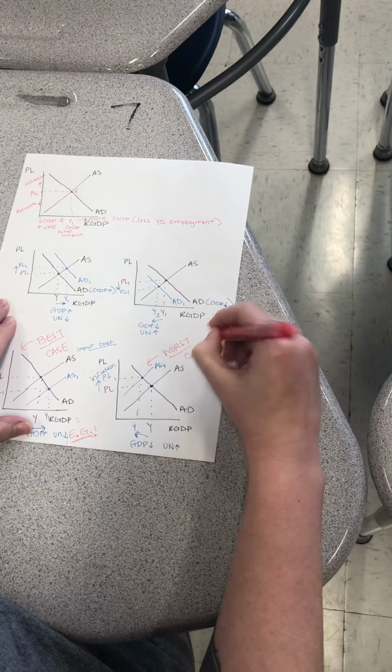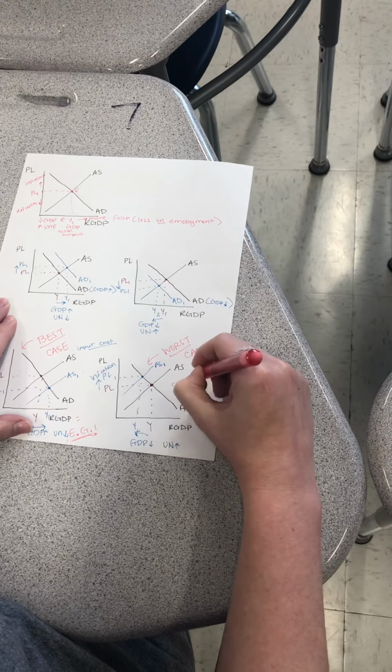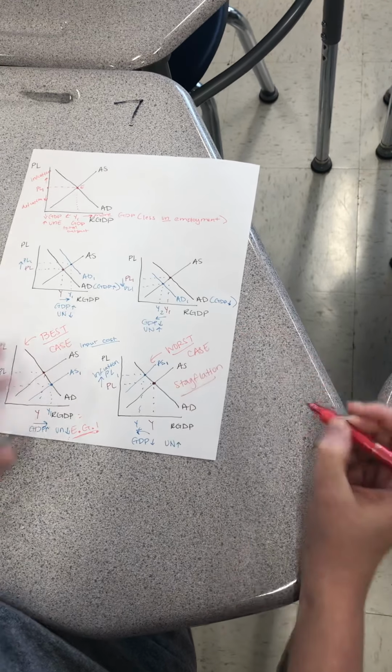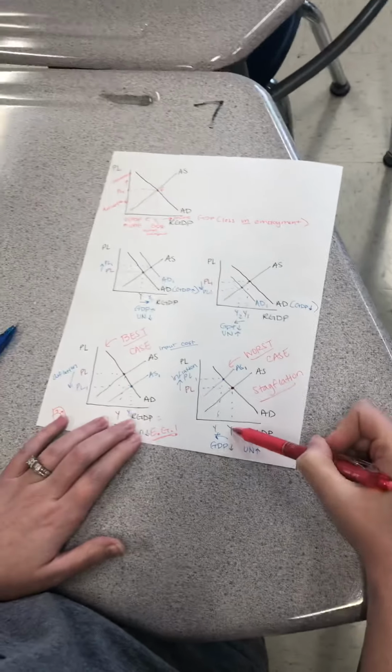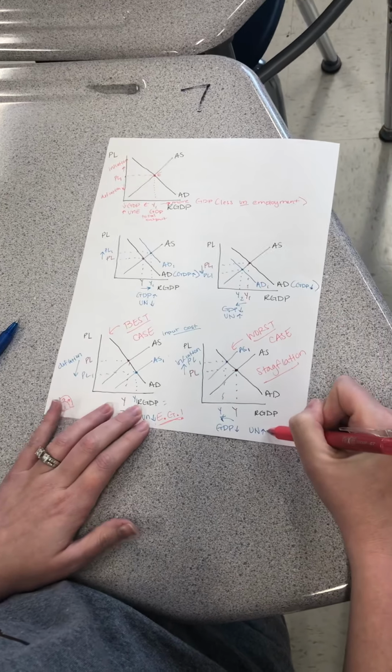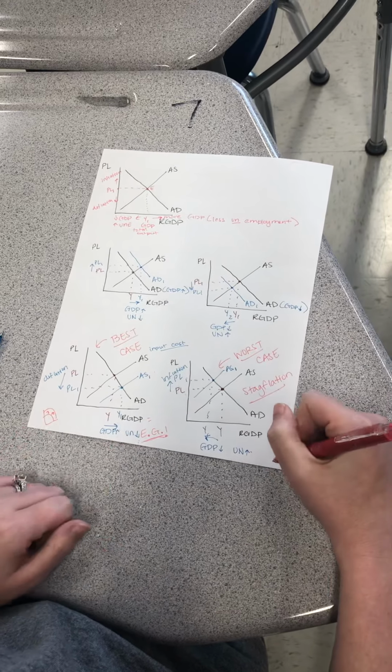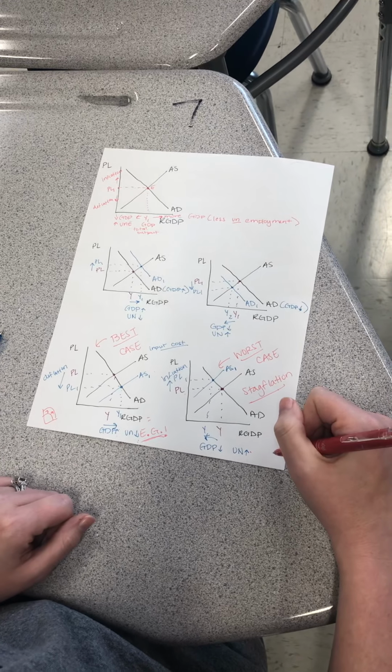worst case for the economy, and this is what we talked about with stagflation. This is the worst thing that can happen because your production is going down, people are losing their jobs, and prices are going up. So imagine how awful it would be to not have a paycheck, but everything got more expensive.